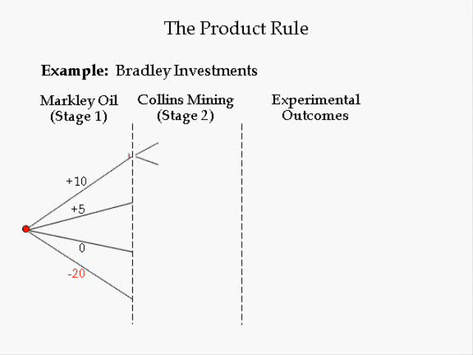The second stage is conditional on the outcome of the first stage. Given Bradley Investments has made $10,000 on its Markley Oil investment, either it will make $8,000 from investing in Collins Mining or lose $2,000. If a $10,000 gain occurs in stage 1 and an $8,000 gain occurs in stage 2, the experimental outcome of this branch is Bradley Investments making $18,000 in investments.